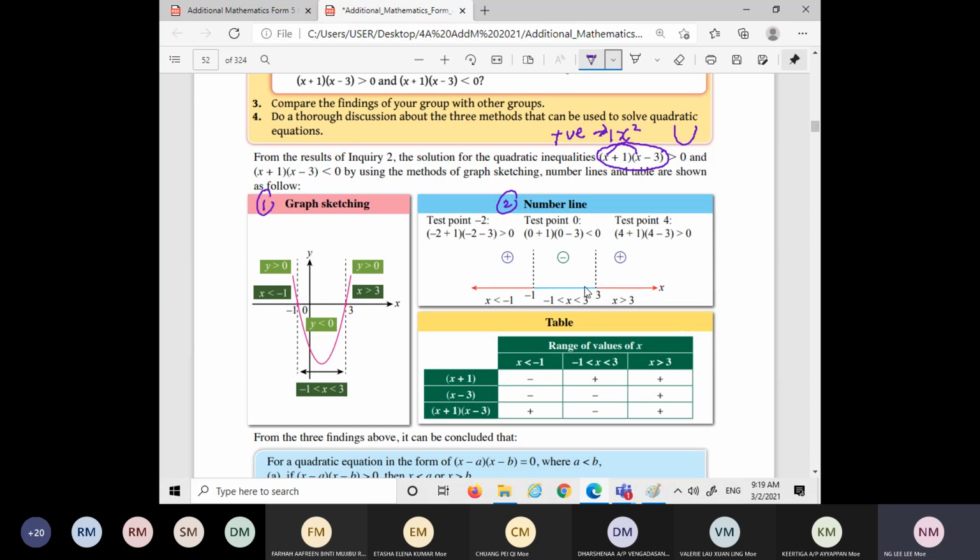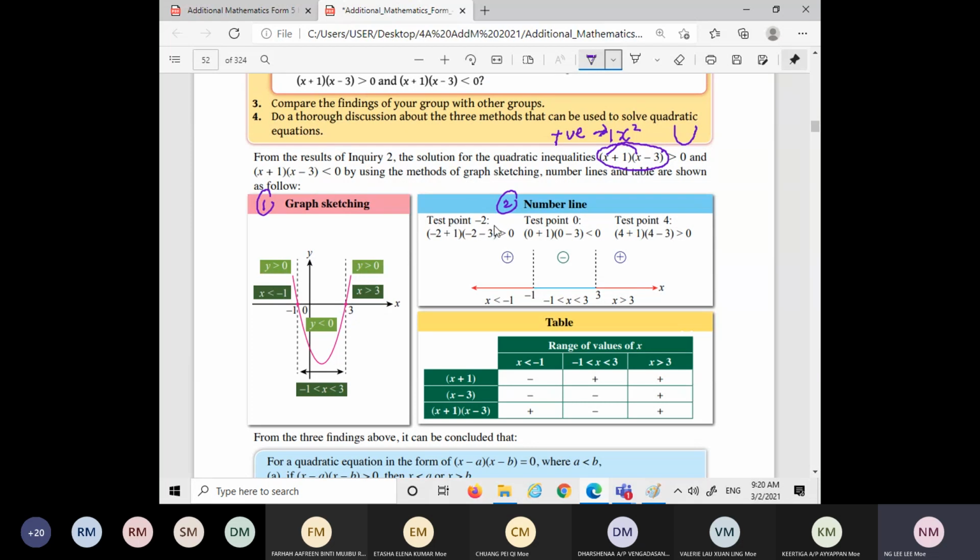You don't have to draw out the 2, 1, 0, no need. I just need the two cutting points, 3 and -1. Just draw a small line, label 3, label -1. So you have cut this number line into 3 portions already. 1, 2, and 3. 3 portions.